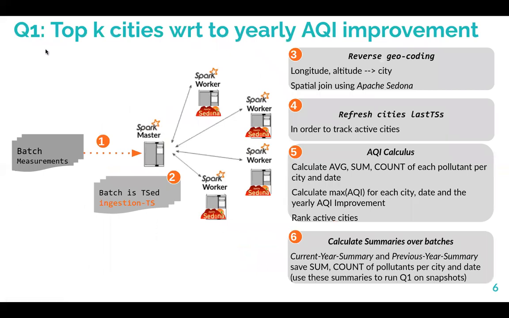Now I will present Q1, which calculates the top K cities with respect to yearly AQI improvements. So first we receive the batch. Second, we timestamp the batch with an ingestion TS. Third, we perform the reverse geocoding using Apache Sedona spatial join. Fourth, we refresh the city last timestamps in order to track active cities. And fifth, we calculate the AQI with respect to the specification in the contest. So we calculate the average, the sum, and the count of each pollutant. We calculate the max AQI for each city. We rank active cities, and finally we select the top 50. And we also calculate summaries over batches, namely current year summary and previous year summary, in order to perform Q1 on snapshots.